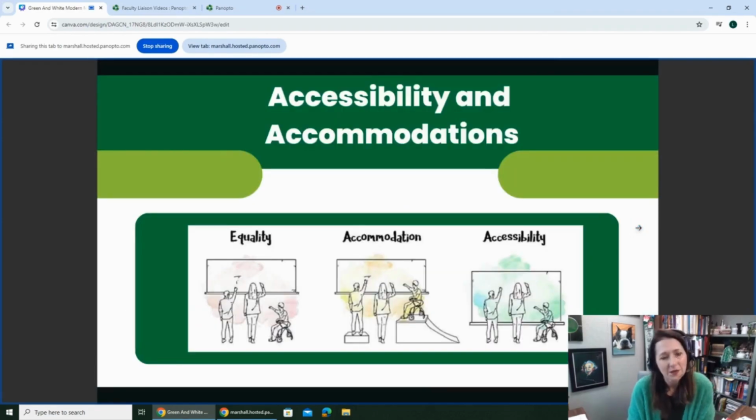Now, looking at this, we see three scenarios. We see equality over on the left. So all students are trying to reach the same services, in this case, the board. We see that one student is not able to do that. And even the students that are able to reach it are able to reach it with different levels of comfort. Okay, so look at the middle. We've got accommodations. Now, all students are able to reach the service, in this case, the board. But is there a better way?